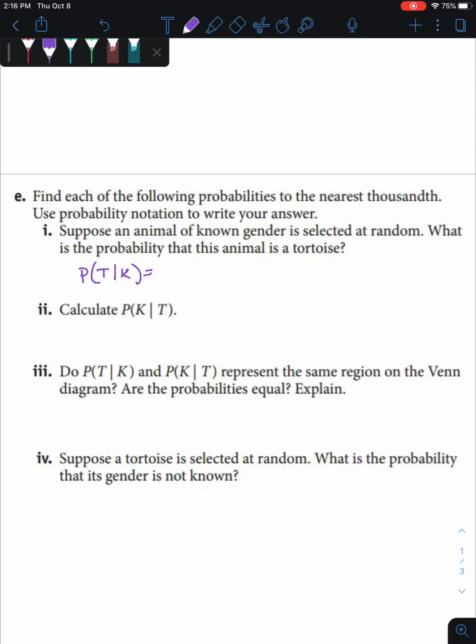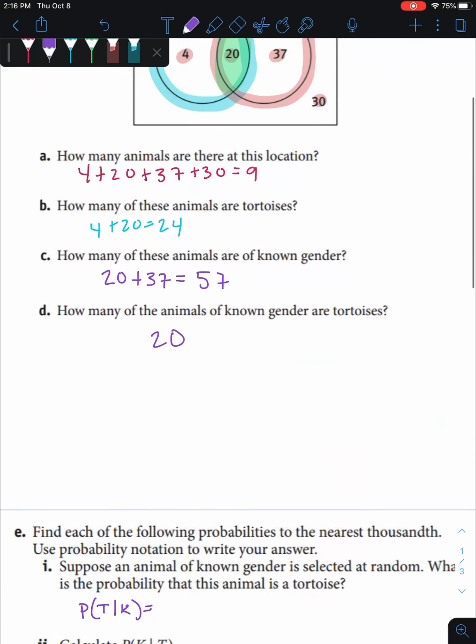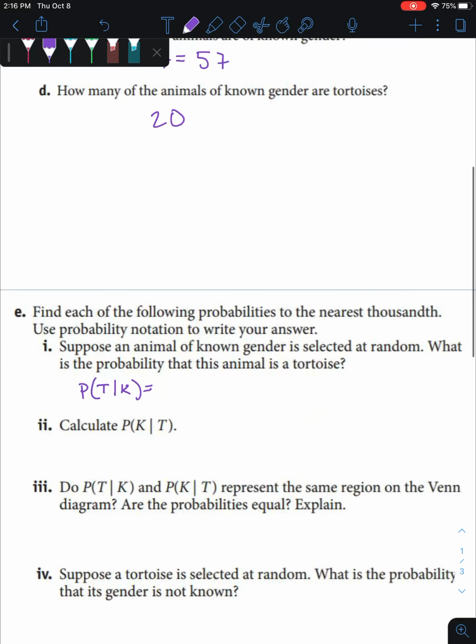So the probability of T given K, and I'm going to find this by looking back at the Venn diagram. So T is the number of tortoises, which would be 20, and then known gender altogether, so that is both of these that I added to get 57. So my answer is 20 over 57. And then I'm going to divide that, and I get a decimal of 0.351.